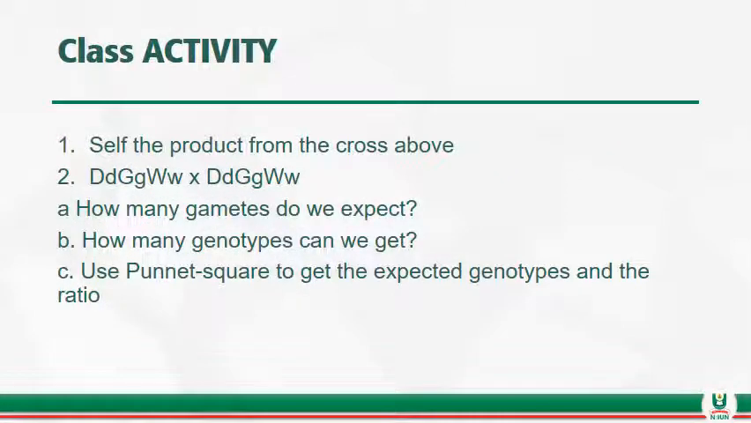So I have a short class activity for you here, and what I want you to do is to self the product from this cross. This is heterozygous. This is one allele, this is another allele, and this is another allele. So when you're selfing it, I want to know if you understand it. How many gametes do we expect from this cross, and how many genotypes can we get? I need you to use the Punnett square to get the expected genotypes and the ratio.